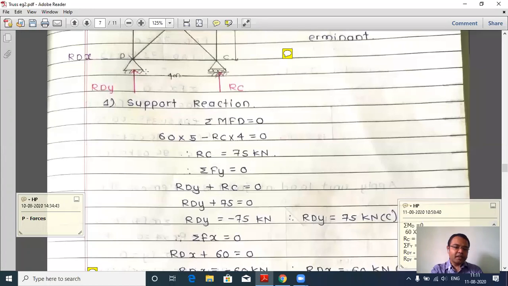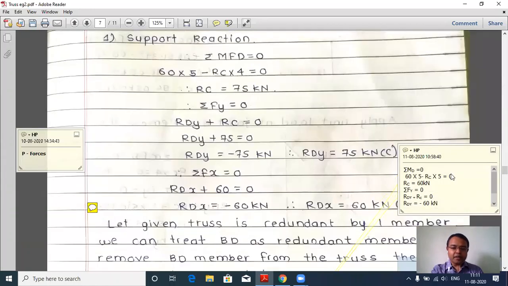Just consider joint D. At this hinge support, the Rdy we assumed is shown in the diagram in the upward direction. This is the assumed direction. We don't know the actual direction, so first of all we have to assume a direction. Now we are getting Rdy as negative, which means the assumed direction is wrong. The magnitude is correct, 75 Newton, and there is no problem, but the assumed direction is wrong. Previously we assumed the upward direction, so the final direction will be Rdy going in a downward direction.